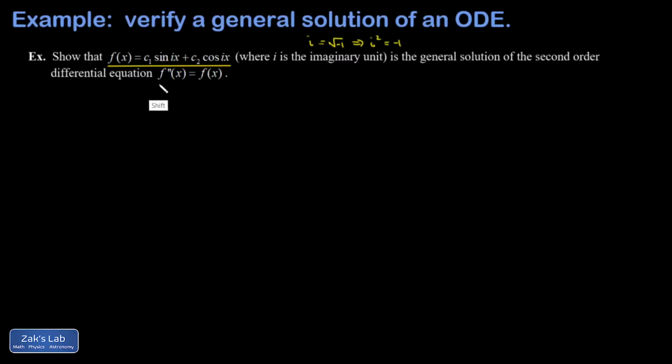And this is supposed to be a solution of this differential equation, f double prime equals f. In other words, if I differentiate this function twice, I should get back to the original function. So the way you verify the solution is by just starting to take derivatives.